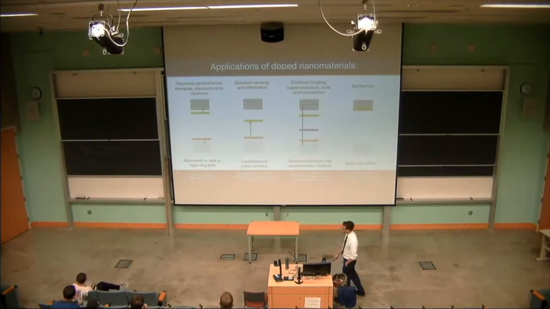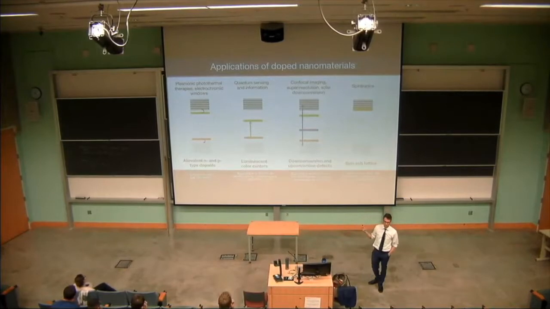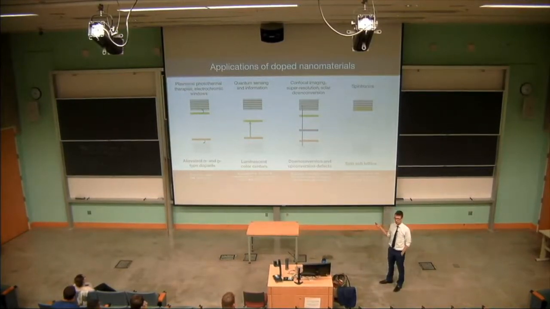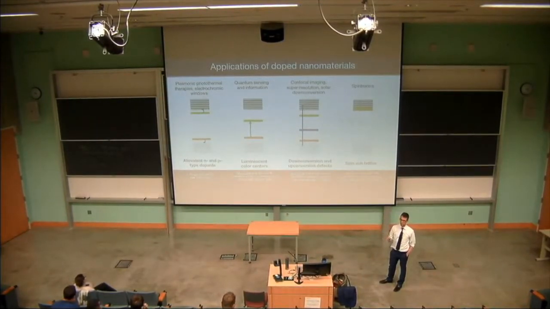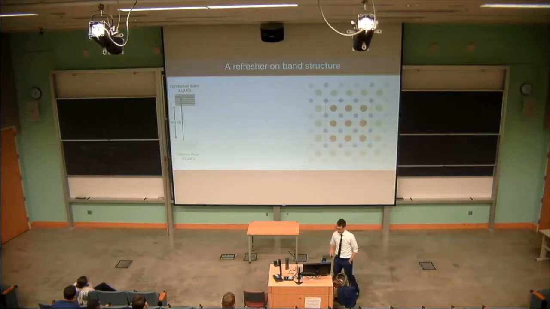In the case of quantum sensing and information, this involves luminescent color centers, that is, energy levels that are incorporated within an insulating material. Similarly, defects are used to enhance up conversion and down conversion. And in spintronics, defects can be incorporated into a lattice to introduce new spin states. I know a lot of those were also very jargony words.